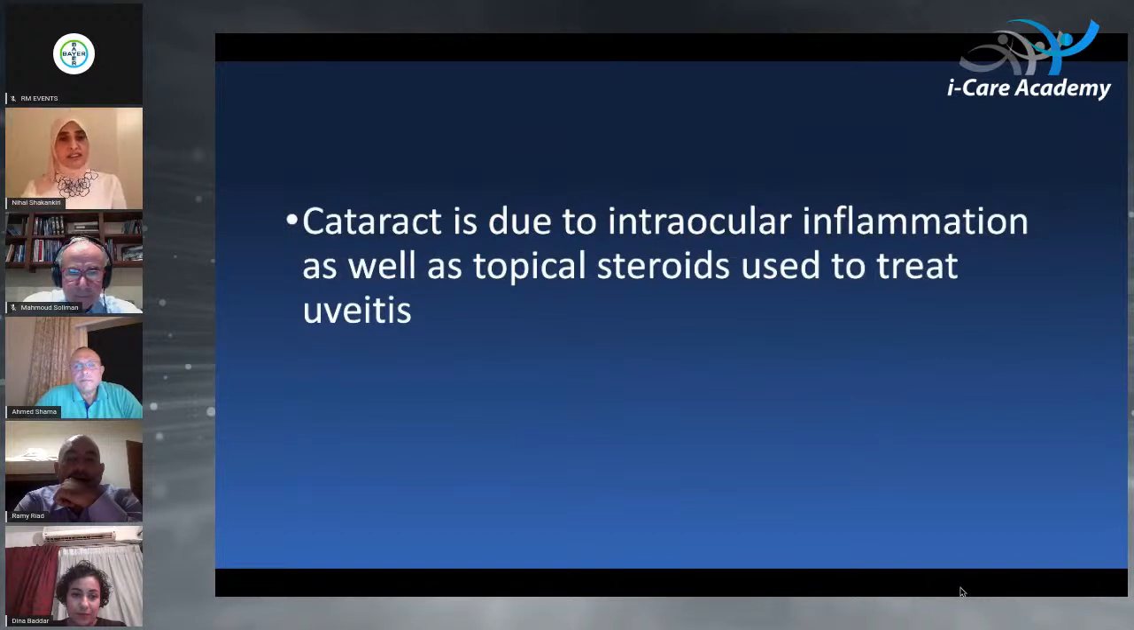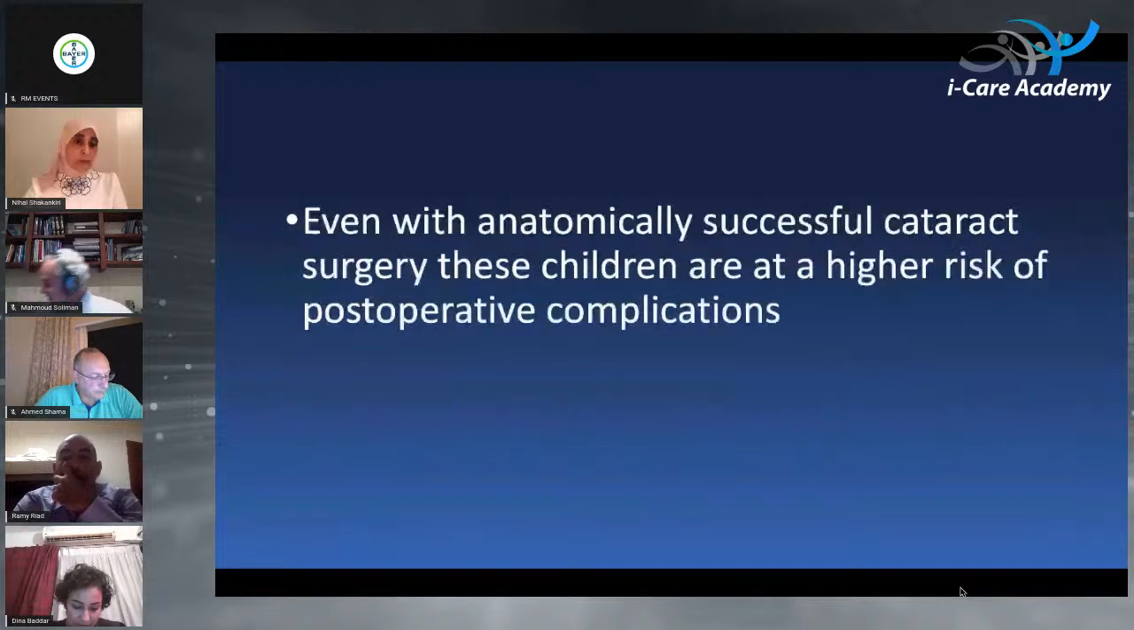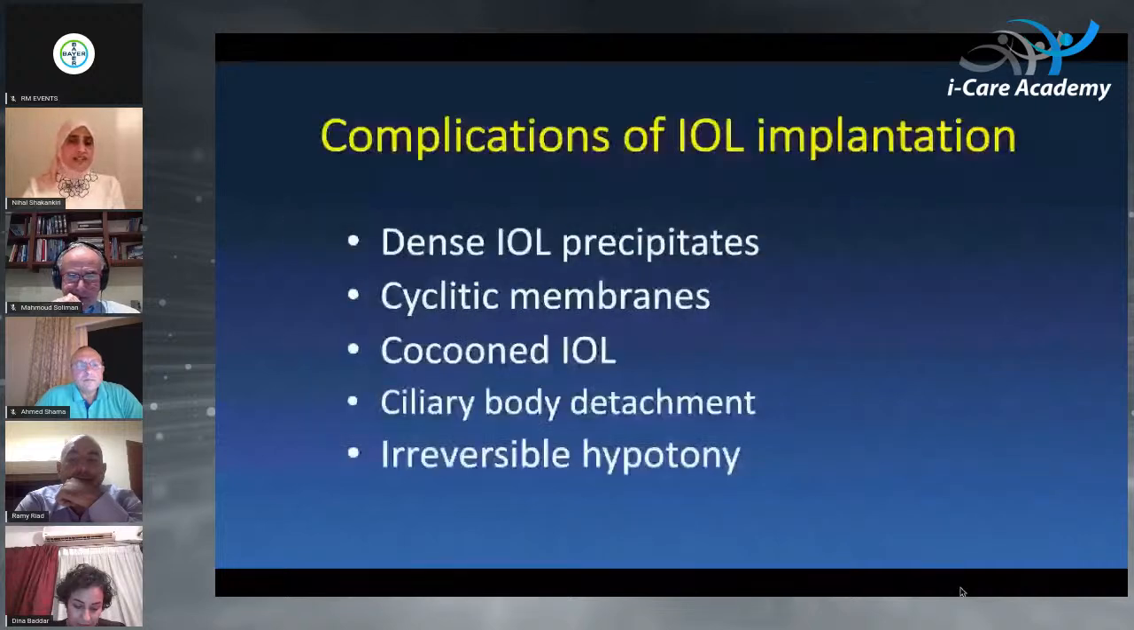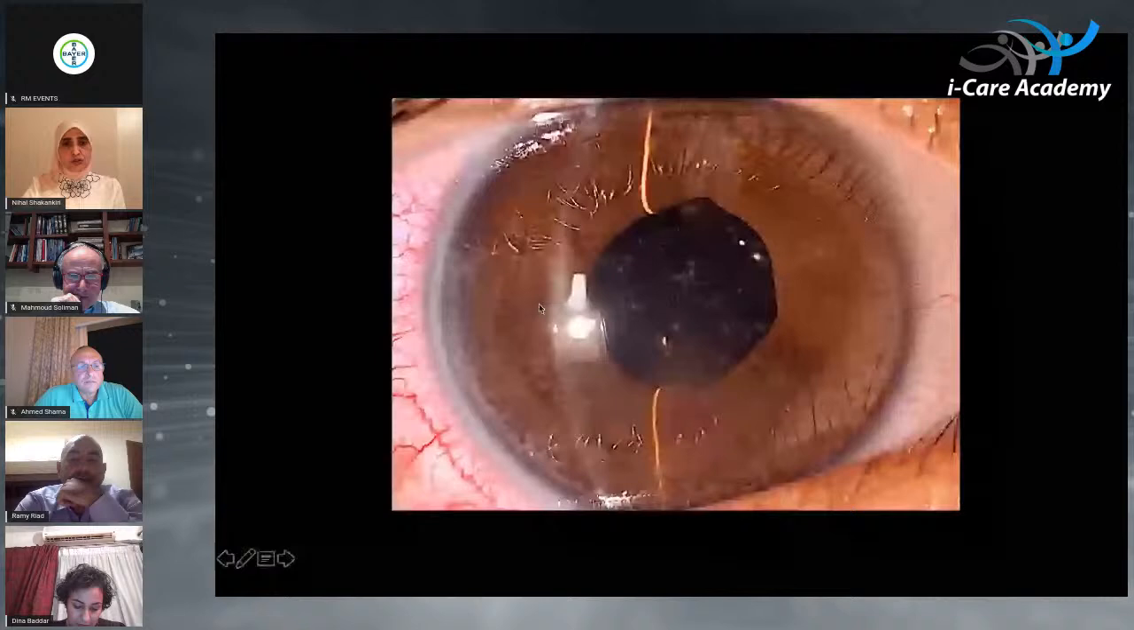Cataract in children in these cases is due to intraocular inflammation as well as topical steroids used to treat uveitis. Even with anatomically successful cataract surgery, these children are at high risk of complications, especially when implanting the intraocular lens, such as dense IOL precipitates. You see precipitates on the IOL after surgery.